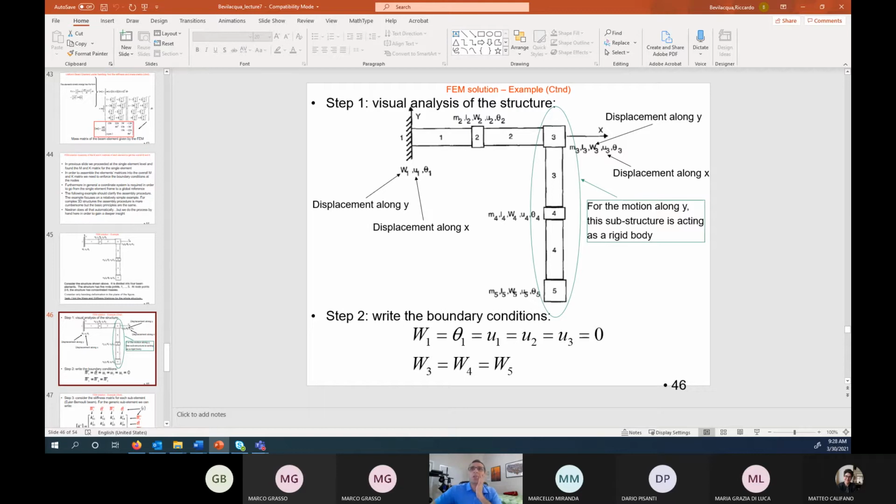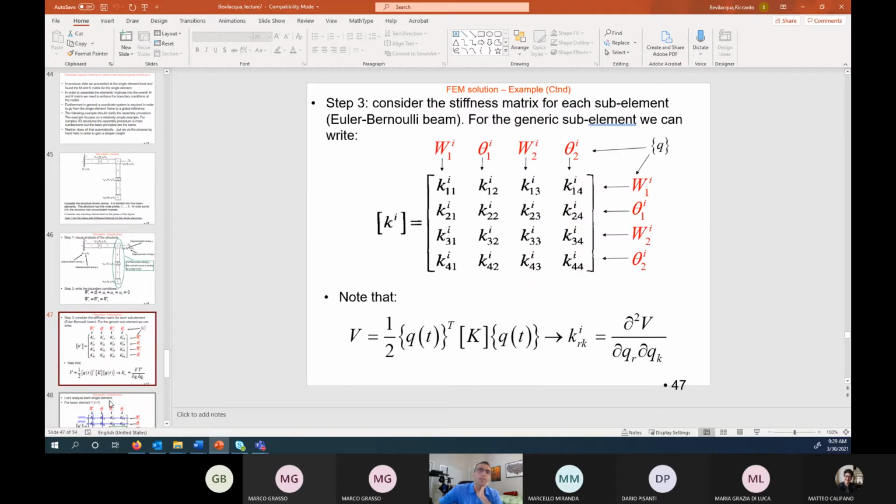And then everything else that we know is only that W3, 4, and 5 have to be the same. So this piece is only translating vertically, the same way. So this is the note here: for the motion along Y, this substructure is acting as a rigid body because it's bending. It can bend in the X direction, but in terms of the Y, the W3, 4, and 5 are all the same. That's the assumption of bending. Bending only.